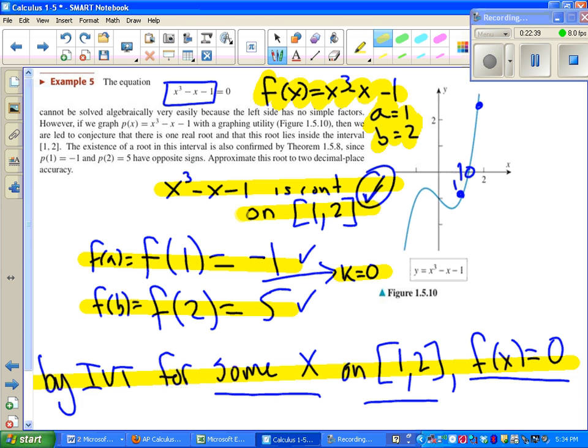This is the hardest problem in this section. It's probably one of the most important problems in this section. It's not going away.